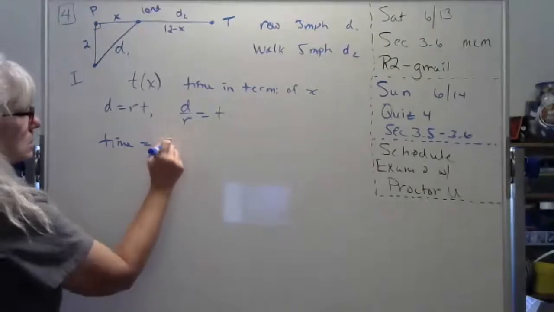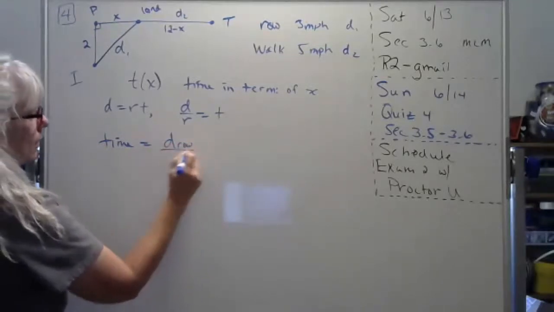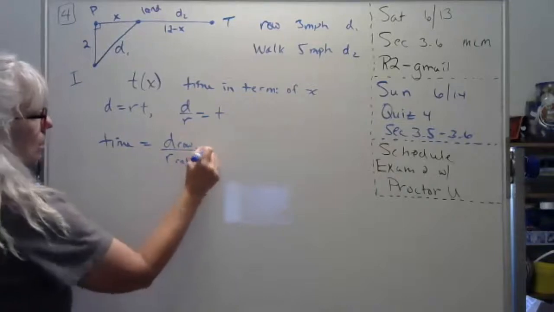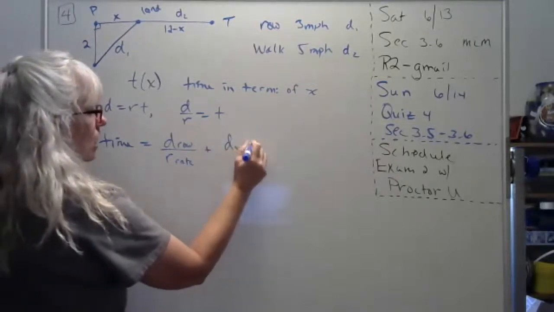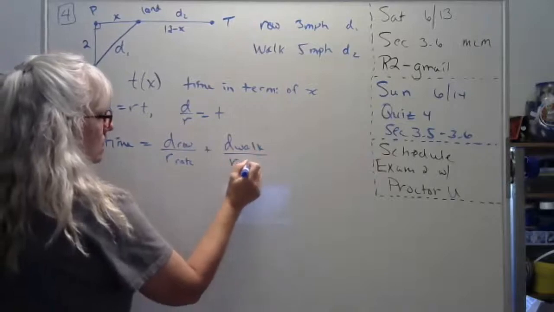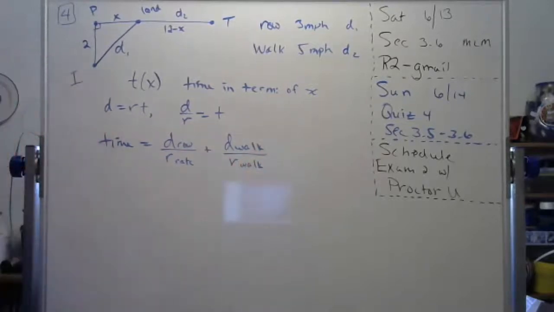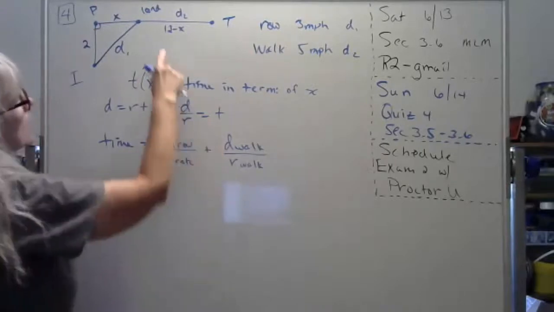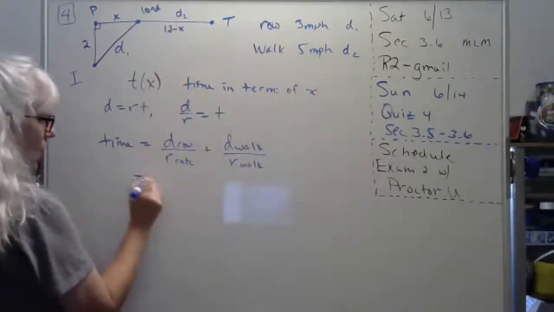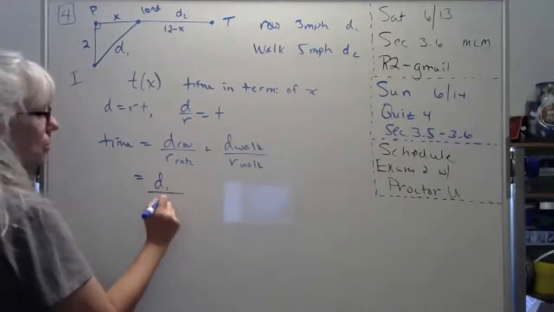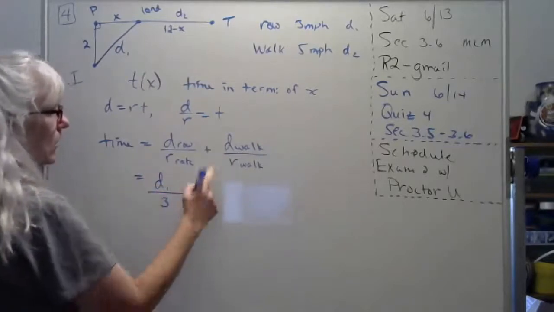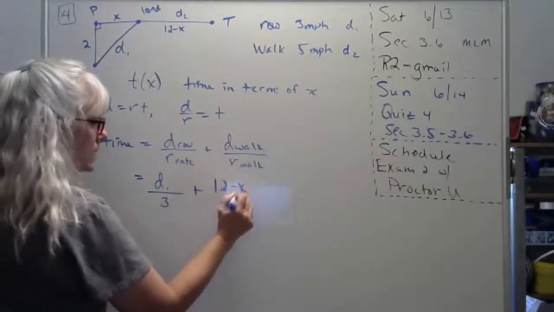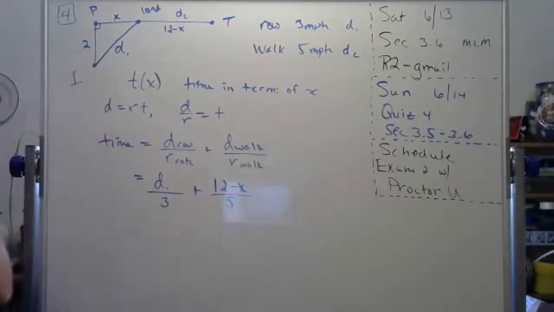So the total time is going to be equal to the distance that you row divided by the rate that you're rowing, plus the distance that you walk divided by the rate that you walk. On their picture, they've called the distance that you're rowing D1. The distance that you're walking is this 12 minus x, or D2. So right now we know that this is D1 over 3, because that's the rate that I row at, plus the distance we walk, 12 minus x, over 5. Any comments to that point?